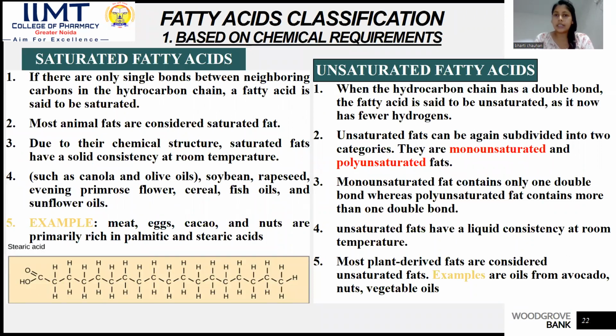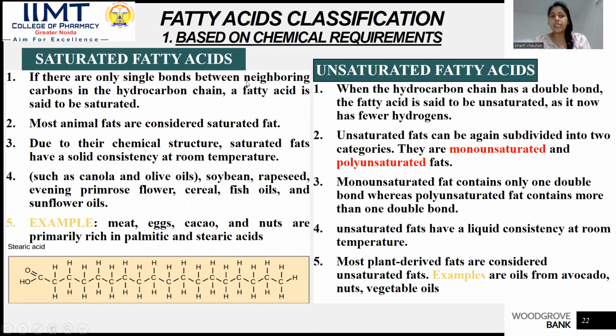Moving on to the fatty acids, the classification of fatty acids is based on two types. First is chemical requirement and second is nutritional requirement. So now we are discussing the classification based on chemical requirement. First is saturated fatty acid. If there are only single bonds between neighboring carbons, look at this structure. Okay, there is a single bond present throughout the structure, right? So it is called a saturated fatty acid.